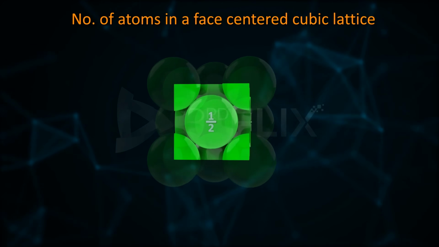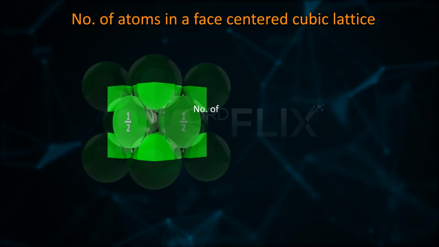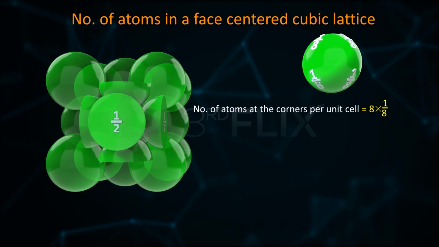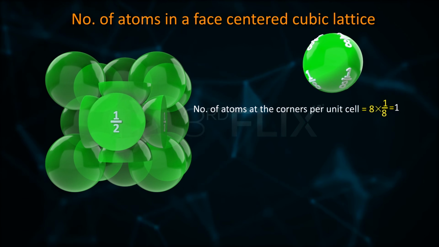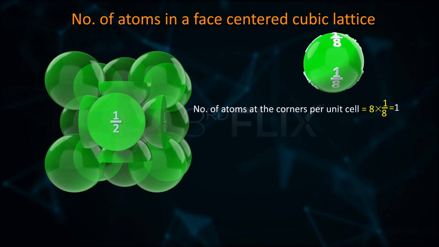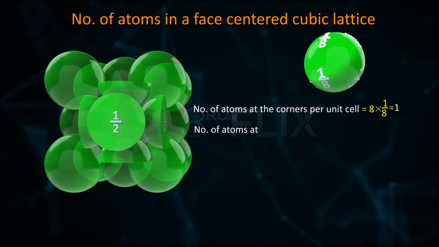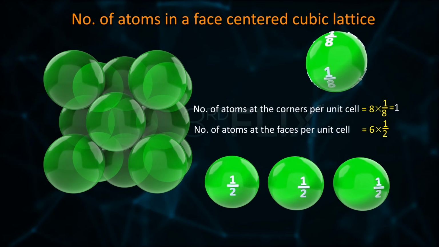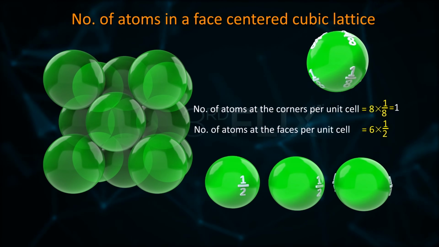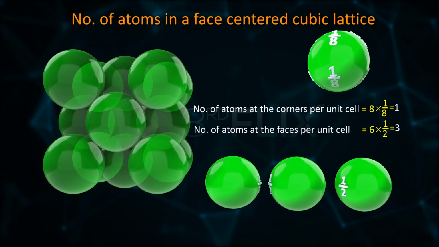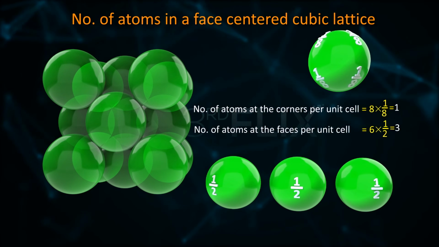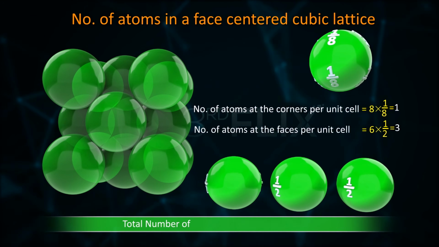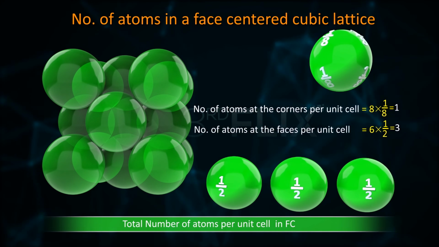The number of atoms at the corners per unit cell is equal to 8 corner atoms multiplied by 1/8 of an atom per unit cell, which is equal to 1. The number of atoms present at the faces per unit cell is equal to 6 atoms at the faces multiplied by half an atom per unit cell, which is equal to 3. So the total number of atoms per face-centered cubic unit cell is 4.